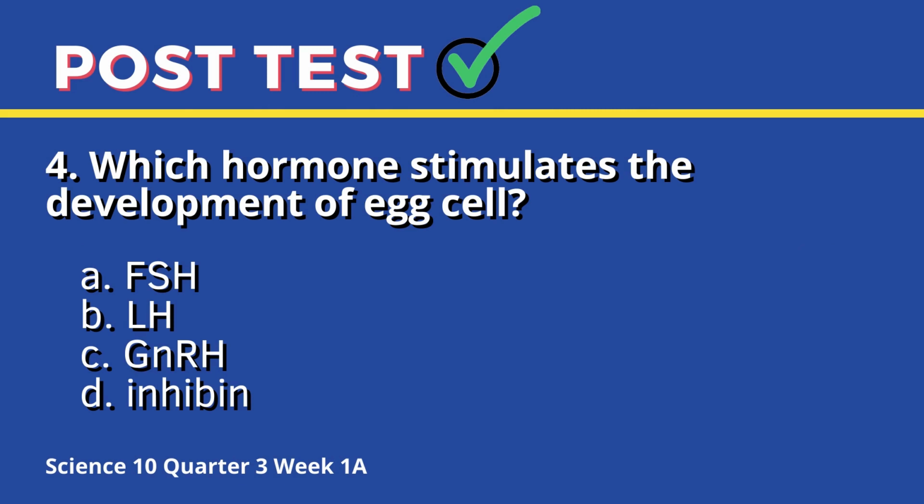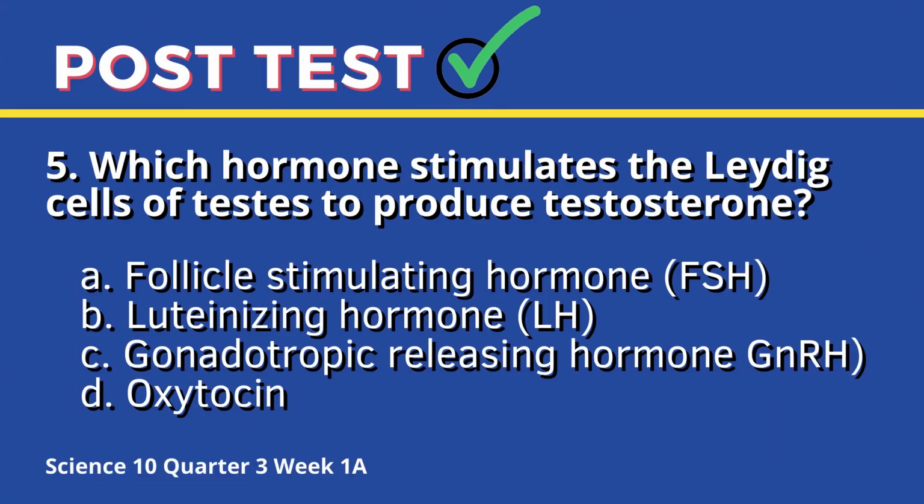4. Which hormone stimulates the development of the egg cell? A. FSH. B. LH. C. GnRH. D. Inhibin. 5. Which hormone stimulates the Leydig cells of the testes to produce testosterone? A. Follicle stimulating hormone FSH. B. Luteinizing hormone LH. C. Gonadotropin releasing hormone GnRH. D. Oxytocin.